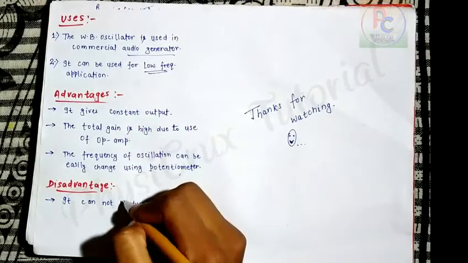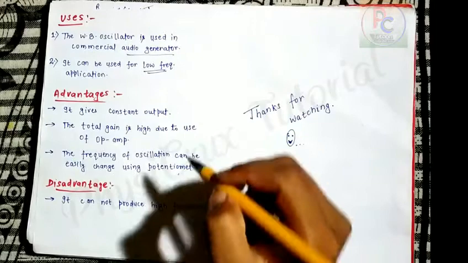Here the disadvantage of Wien bridge oscillator is it cannot produce high frequency.